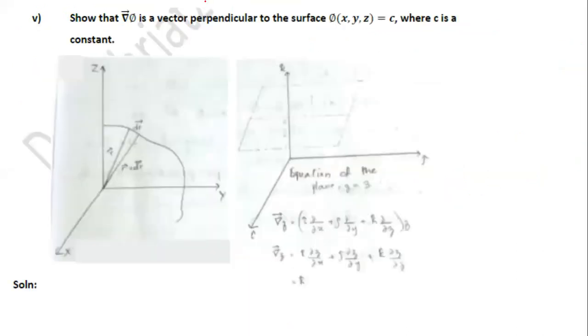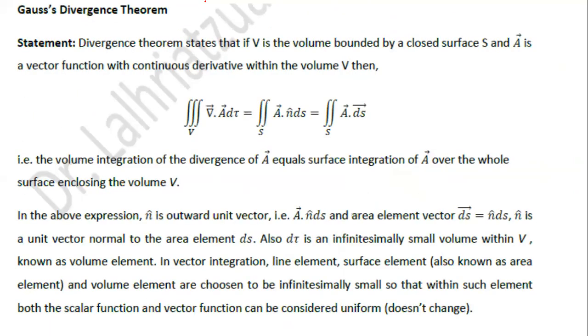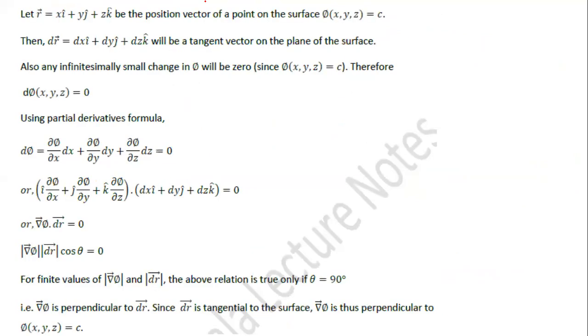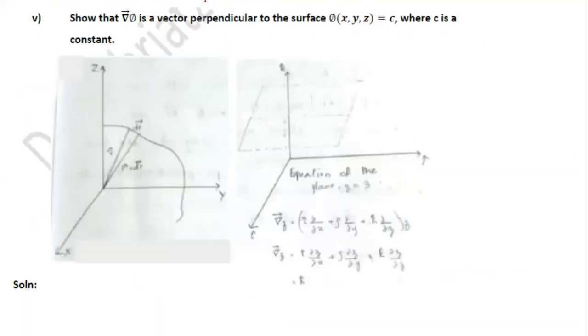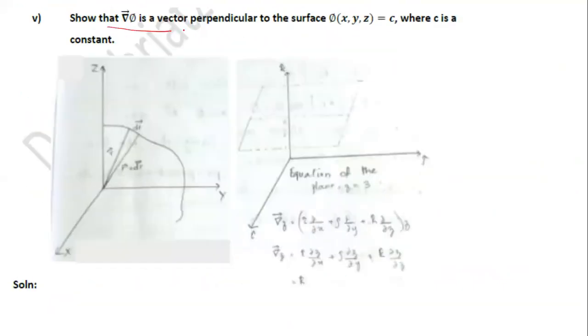Okay. Now, this is the last topic which I plan to discuss for today, because next will be the divergence theorem that we will do next week. Now, here, the gradient of any scalar field is a vector perpendicular to the surface represented by this. If you look at this, it is a little bit vague.